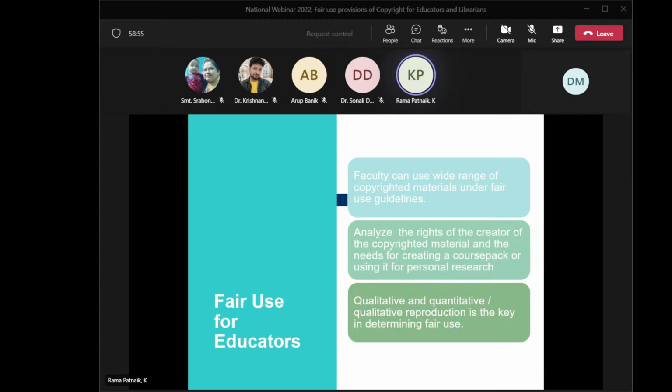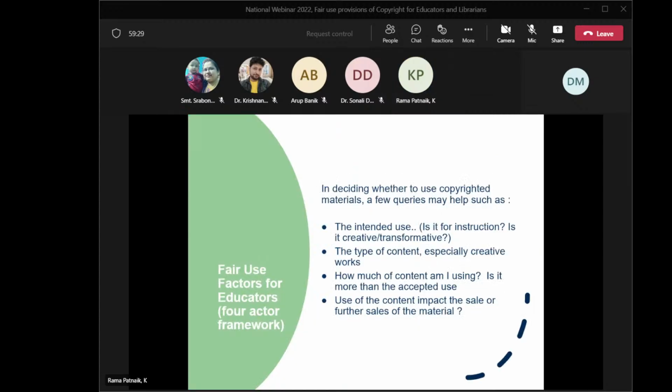Again, when it comes to quality, if it is the heart of the book, which is of much more significance as compared to the other chapters of the book, then it is for the instructor or for the user to decide whether he can use it or he should obtain permissions. So there are ways where you don't need permissions, and there could be instances where you end up asking permission from the copyright owner. It all depends on the context of the use.